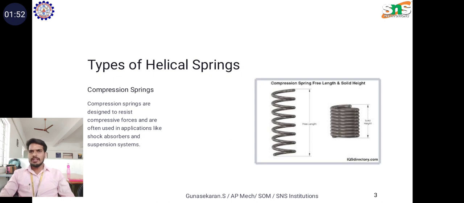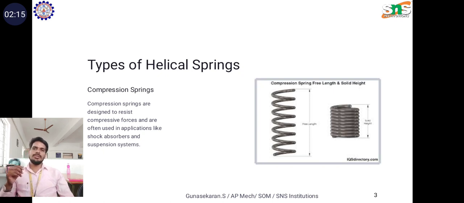Here the applications are mostly automotive, industrial machinery and consumer goods. Consumer goods means toys, electronic devices and furniture. Industrial machinery means conveyor systems, compressors and stamping presses. Automotive means suspension systems, engine valves and brake mechanisms.